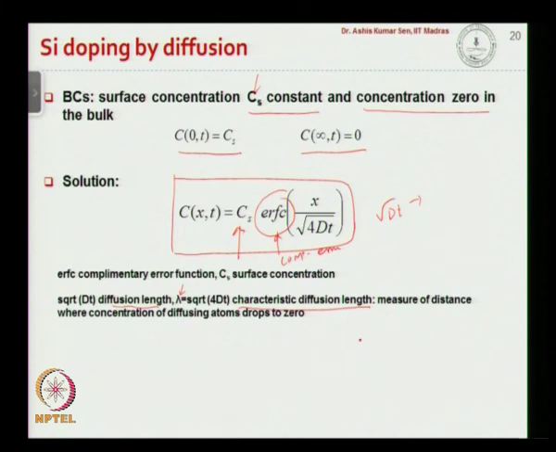That means it is the measure of distance where the concentration is going to reduce to 0, okay. So it will be Cs at the surface, very high at the surface, and it is going to reduce to 0 at a distance which is square root of 4Dt, okay. So this is assuming that the surface concentration remains constant. So next we will look at if the concentration is limited, then how the concentration profile is going to look like. So we will continue on that. With that, let us stop here.